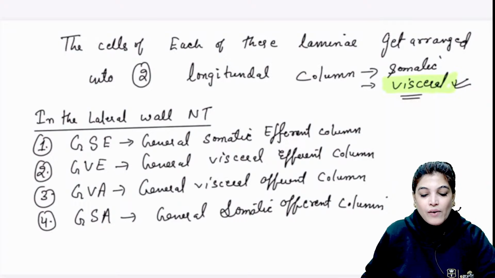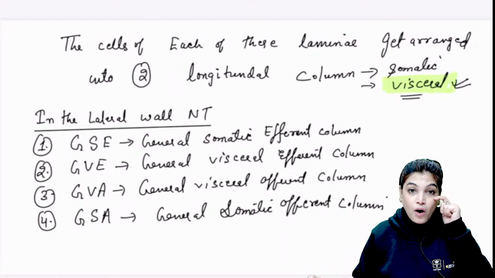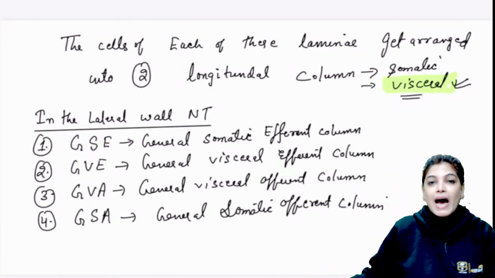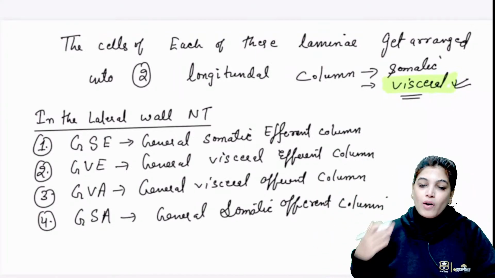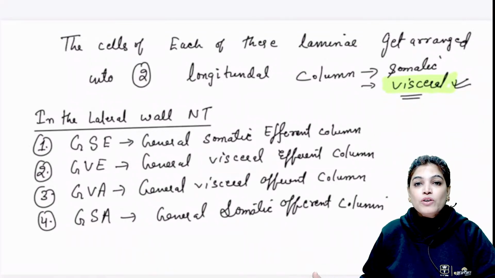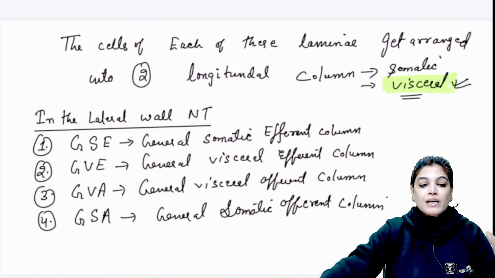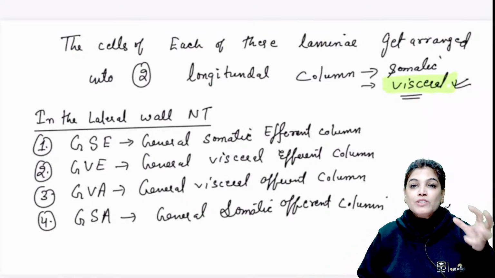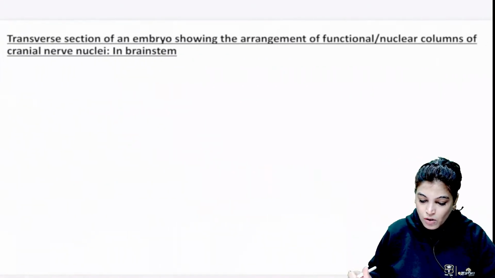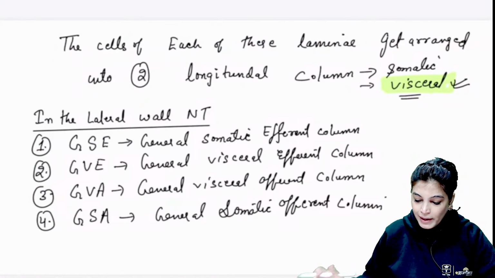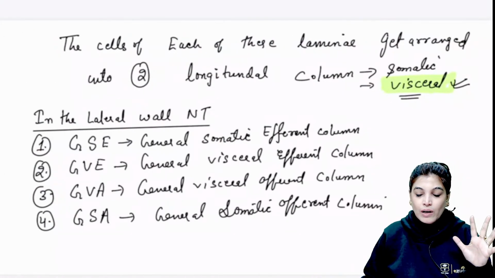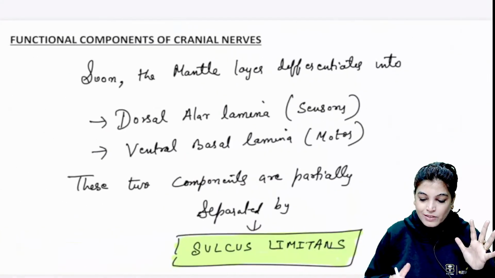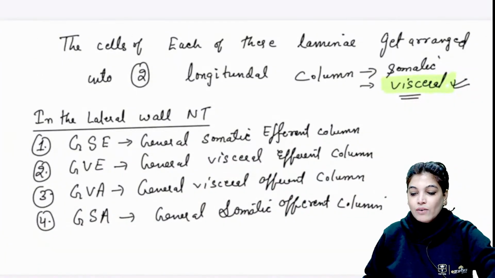Subsequently, there is a directional change. Because of the alar lamina, which widens like the opening of a book, the functional columns are undergoing a directional change from a ventrodorsal arrangement to a mediolateral arrangement. So this is also very important. Have you understood till now? So this was the first stage of development, and there is a second developmental stage.